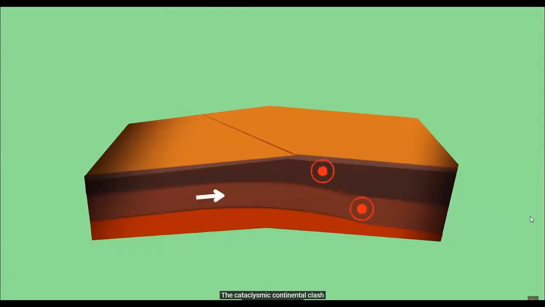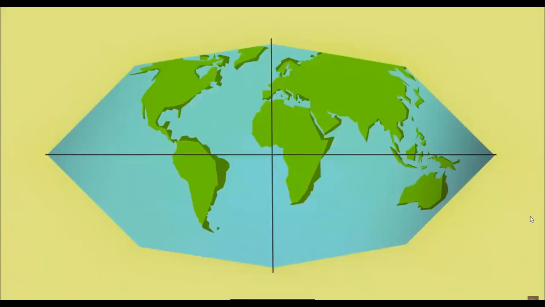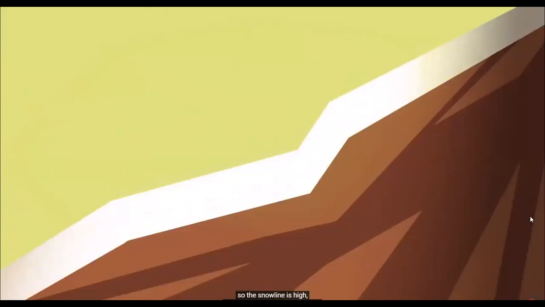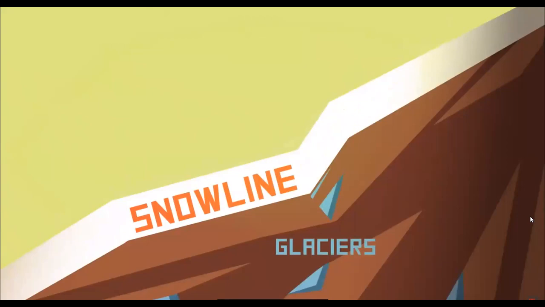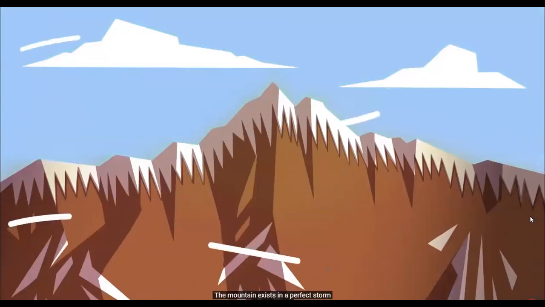So then, how did the icy Mount Everest come to be so tall? The cataclysmic continental clash from which it arose made it huge to begin with. Secondly, the mountain lies near the tropics, so the snow line is high and the glaciers relatively small, barely big enough to whittle it down. The mountain exists in a perfect storm of conditions that maintain its impressive stature.